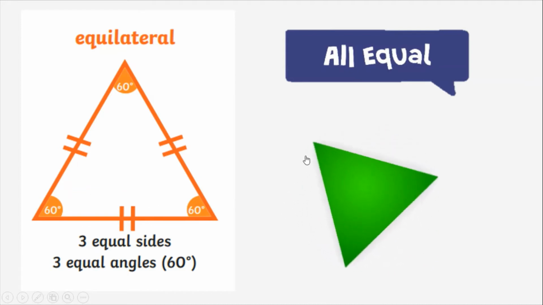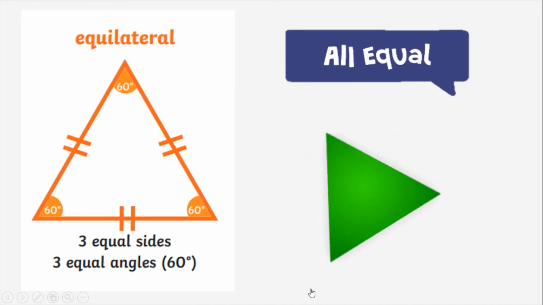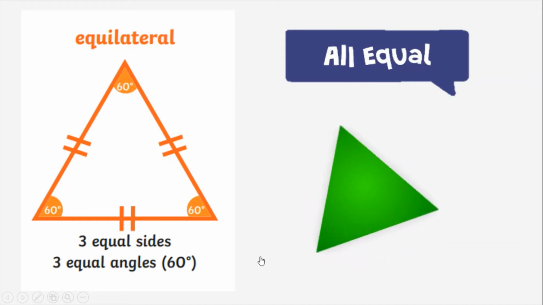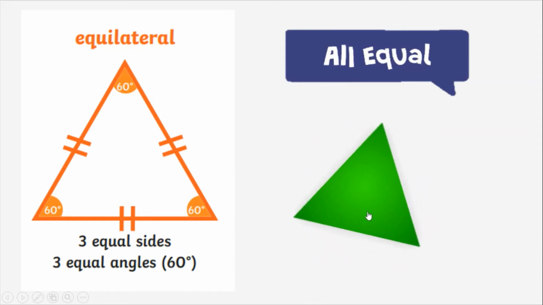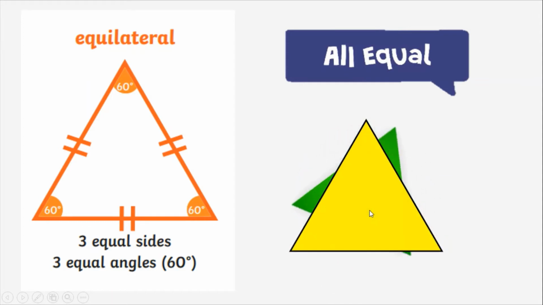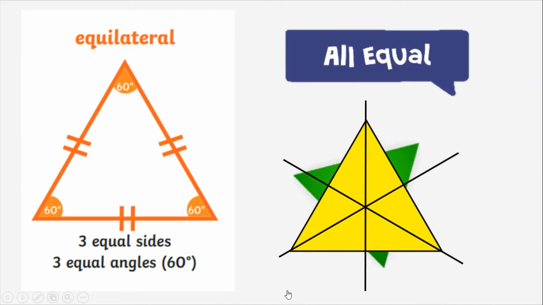Now, because it's the same, that means that it can be rotated around and it will look the same each time it's rotated, because it's the same everywhere. It also means that there are 3 lines of symmetry. And so if we had a mirror, we could put a mirror down all of those lines and it would look the same either side. So 3 lines of symmetry, 3 equal sides, 3 equal angles.